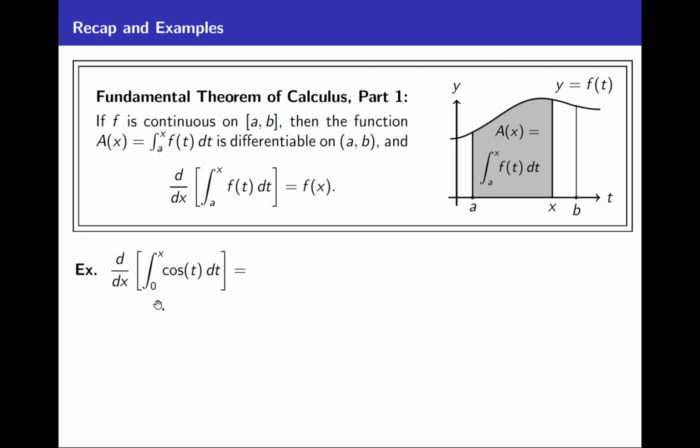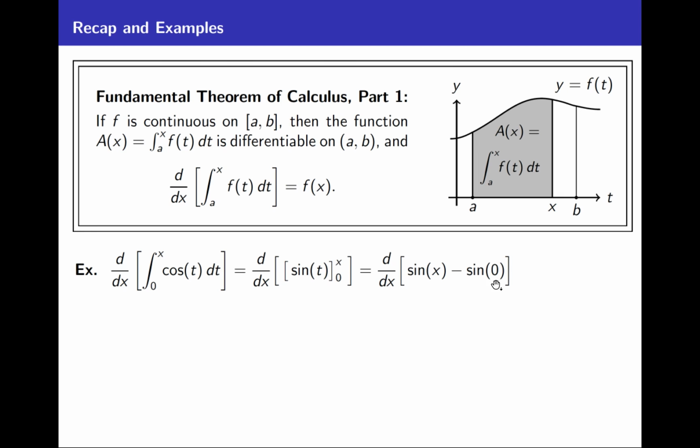But I want to work this out a different way, because we can actually work out the integral from 0 to x of cosine t dt. So before taking the derivative, using the fundamental theorem of calculus part 2, the integral from 0 to x of cosine t dt is sine of t from 0 to x. You'd plug in your x minus sine of 0. That's the fundamental theorem of calculus part 2. So you're here taking the derivative of sine of x minus sine of 0.